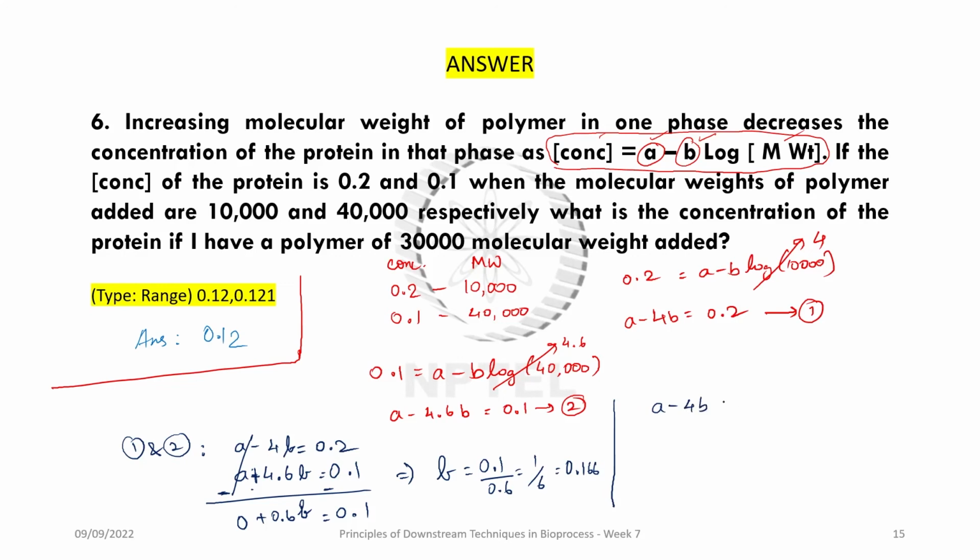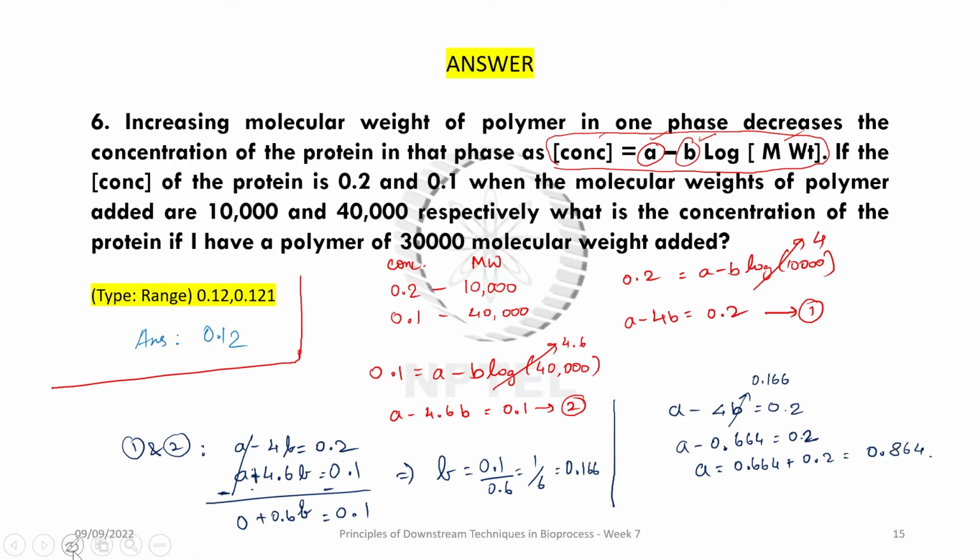Same thing I can do with A minus 4B is equal to 0.2. Instead of solving for A the same way, where I would have to multiply with so many things, I just substitute the value of B. So A minus 4 into 0.166, which is 0.664, is equal to 0.2. Taking this to the other side, A is equal to 0.664 plus 0.2, which is 0.864. So you have found the value of A.